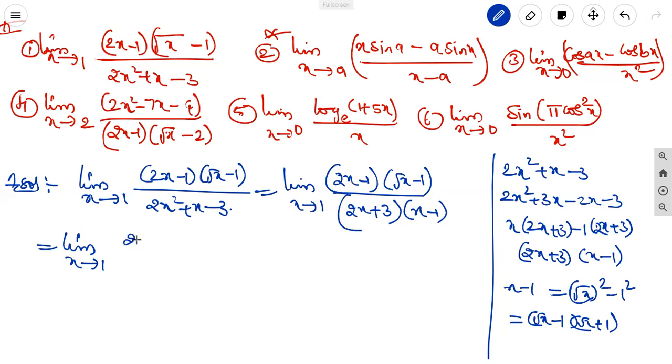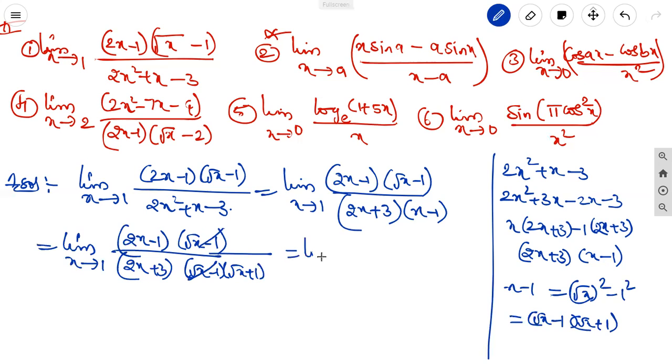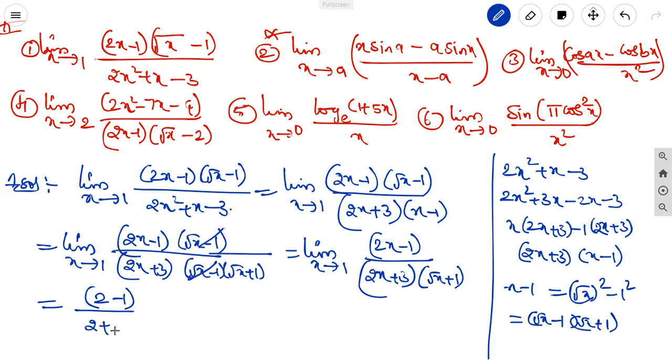That is limit x tends to 1, (2x minus 1) into (root x minus 1) by (2x plus 3). Again, x minus 1 can be written as (root x minus 1) into (root x plus 1). So these two get cancelled. Then we have in the numerator 2x minus 1 and in the denominator (2x plus 3) into (root x plus 1). Now we can apply x equal to 1, then it should be (2 minus 1) by (2 plus 3) into (1 plus 1). It is equal to 1 by 5 into 2, which is equal to 1 by 10.